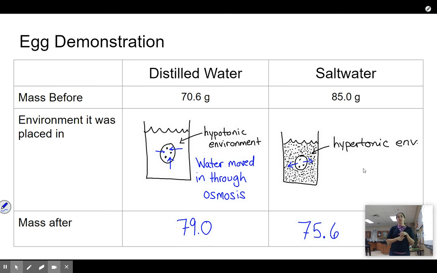Hopefully today's demonstrations and practice problems were helpful to you in clarifying all that vocabulary we learned earlier this week and helping to put it all together to understand this process of passive transport.